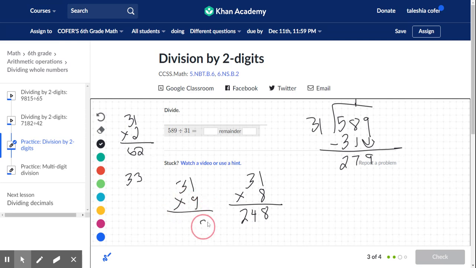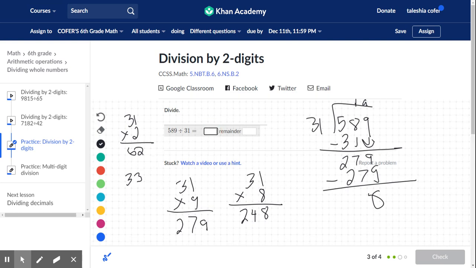9 times 1 is 9. 9 times 3 is 27. Oh, wait a minute here. That's exactly what I need. So a 9 goes here. I came to the conclusion that it would be 279. 279 minus 279 gives me 0. I almost typed it in without checking. According to this, my answer is 19 and I don't have a remainder, but we'll see.